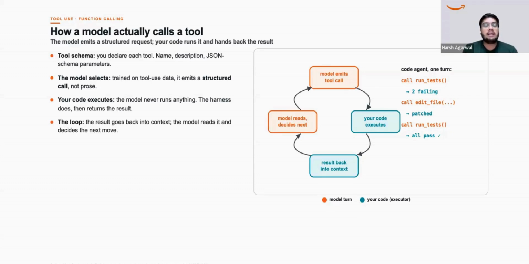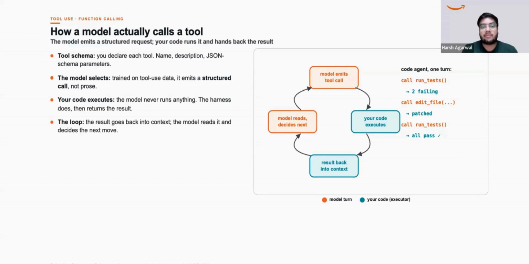The third one is the most important one, and basically people miss this a lot, is that your code executes the tool. The model is not going to run anything by itself. The harness, your code, sees the request the model has given and actually runs the function and gets the result. The fourth one is that the result goes back into the model's context, and it reads and then decides what to do. And then the loop keeps on repeating.